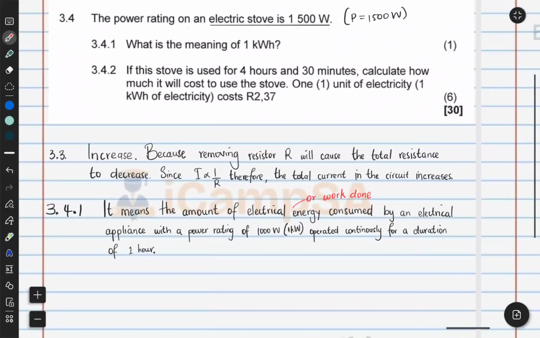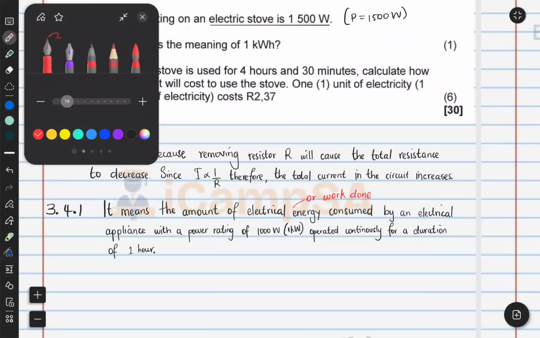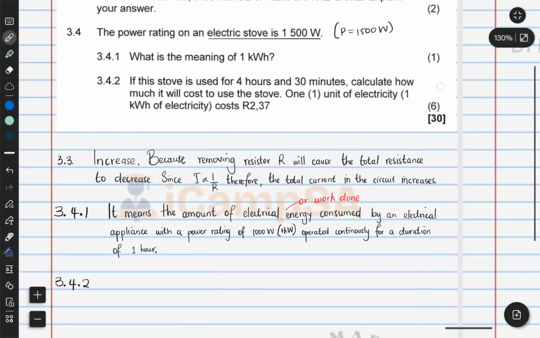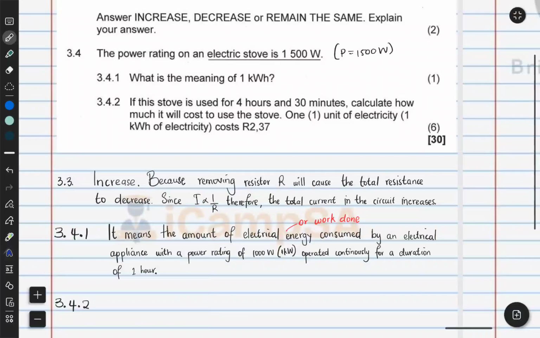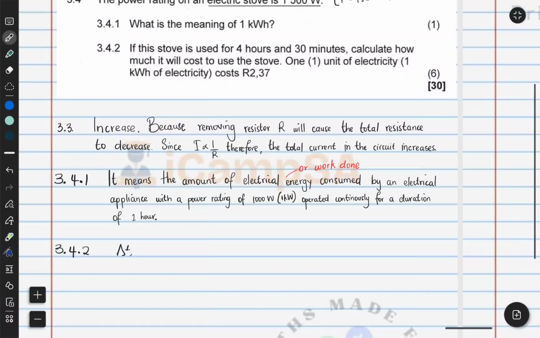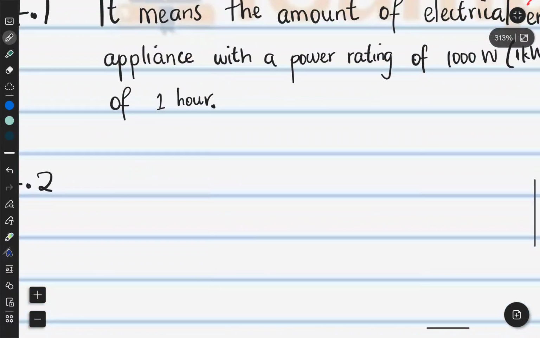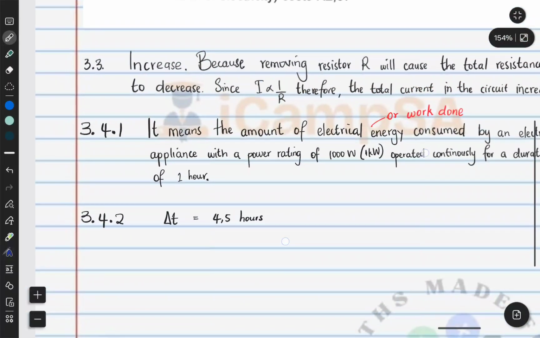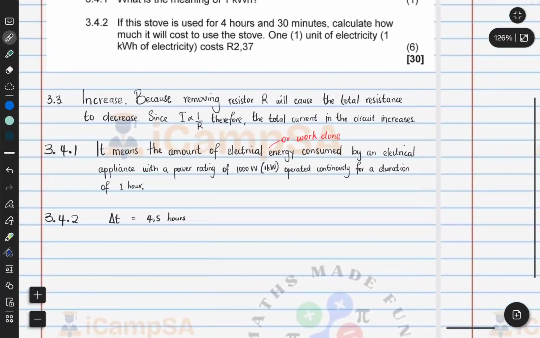All right, so yes. Now let's go to 3.4.2. We are told that this stove is used for 4 hours and 30 minutes. So that's 4.5 hours in total, right, because 30 minutes is half an hour. Calculate how much it will cost to use the stove.